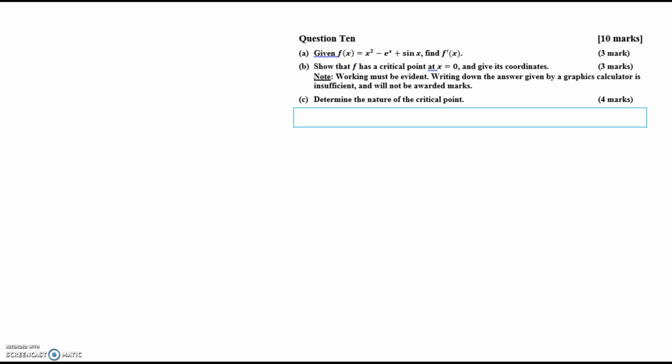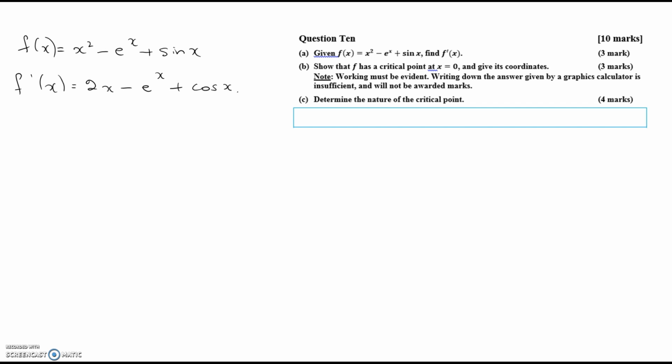It's pretty straightforward. You've got a function and first up you're asked to find the derivative. So straight away, 2x minus e to the x, and the derivative of sine x is cos x.